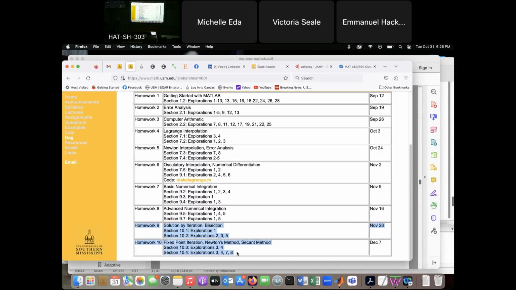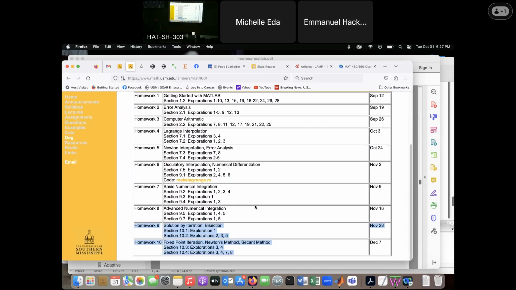Yeah, because the final does not involve any MATLAB. Once again, no MATLAB. Okay. I guess we're packing it in. So continuous integration on Thursday.